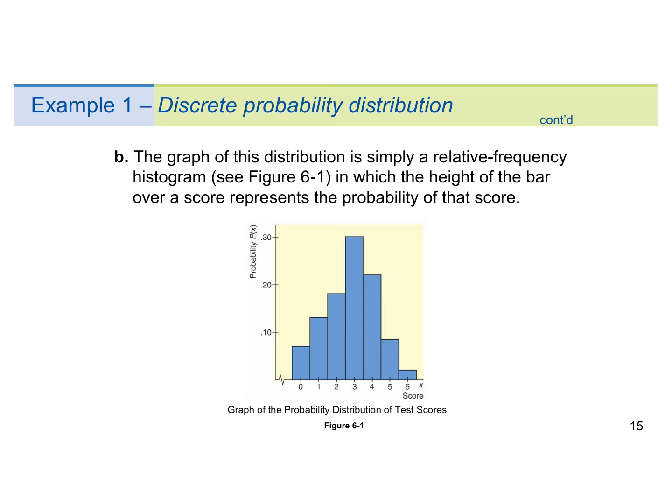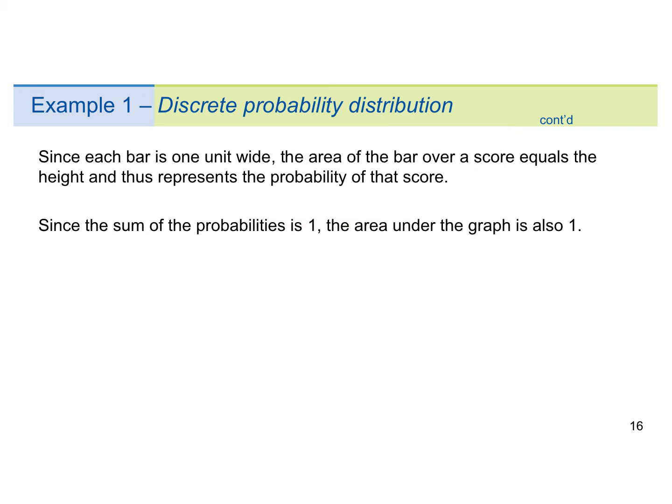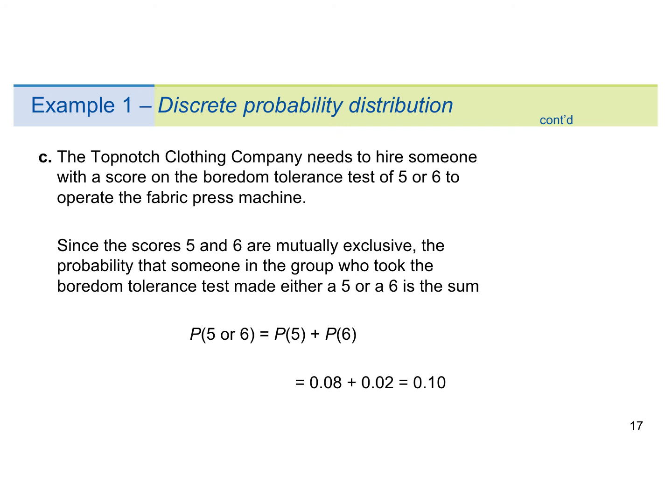I probably won't have you draw, but there's a visual distribution for you, and I told you it was going to be a histogram. All right, most likely you will not have to draw one. There's that example, 5 or 6. There's the 0.10.